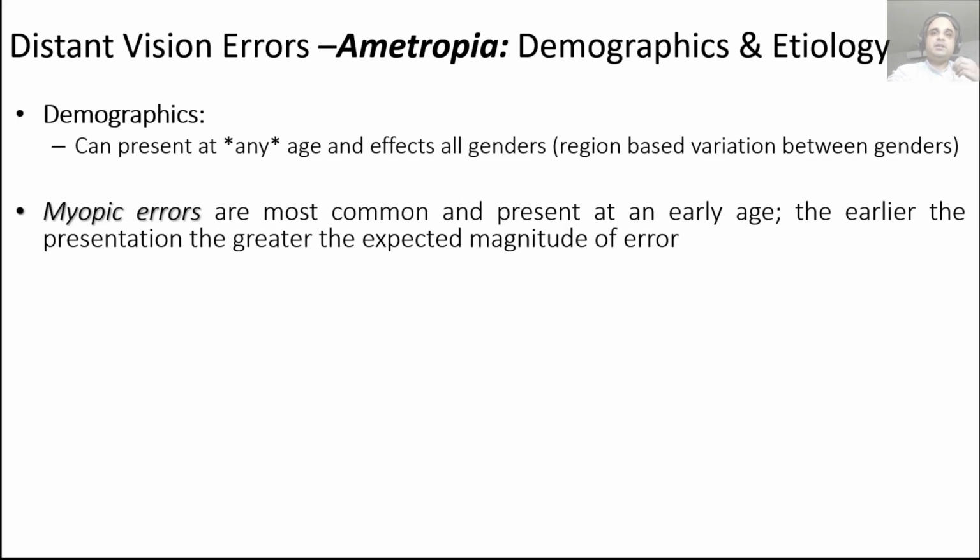Myopic errors are the most common of the two types. They present at an earlier age as compared to hypermetropic errors. And the earlier the patient presents, the greater the magnitude of the error in the long run.